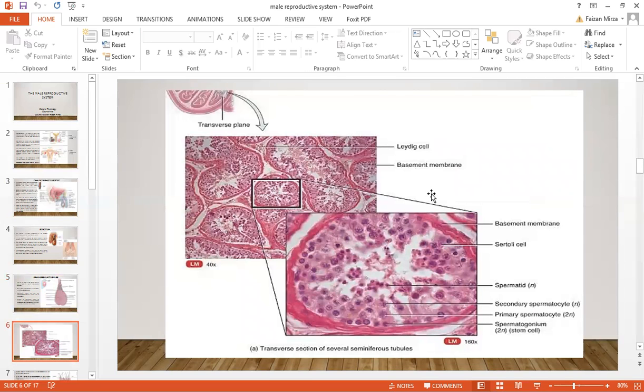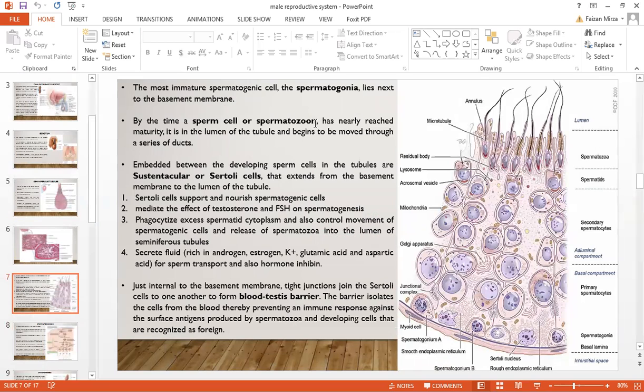If you cut this in section, you see the Leydig cells present in between them. And if you magnify this structure, you will see Sertoli cells present here. These are spermatids in which the tails are still growing. The spermatogonia lie next to the basement membrane. The sperm cell, the spermatozoa, reaches maturity and moves its head into the lumen. This is the lining, the basal lamina, and there are the spermatogonia here.